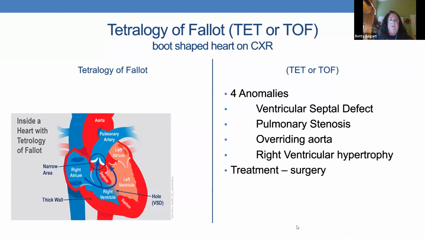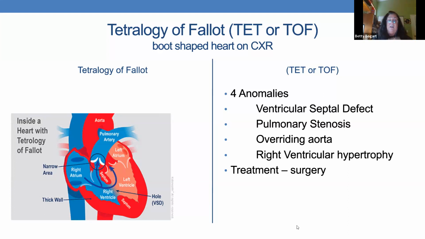This child will be having surgery. They do need to be repaired. Some are done at birth, some are done later. It all depends on how the defect is. And you'll see these 4 things with all of them. Now, it's all on the right side. That is a right-sided defect. So you're going to see a pulmonary stenosis. That's the right side from the right ventricle. You're going to see that ventricular septal defect.